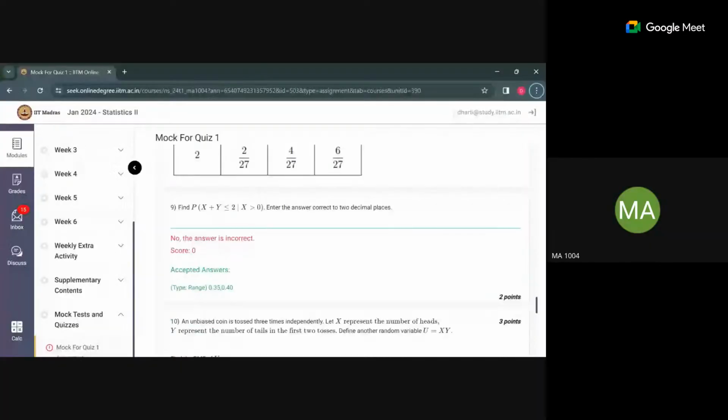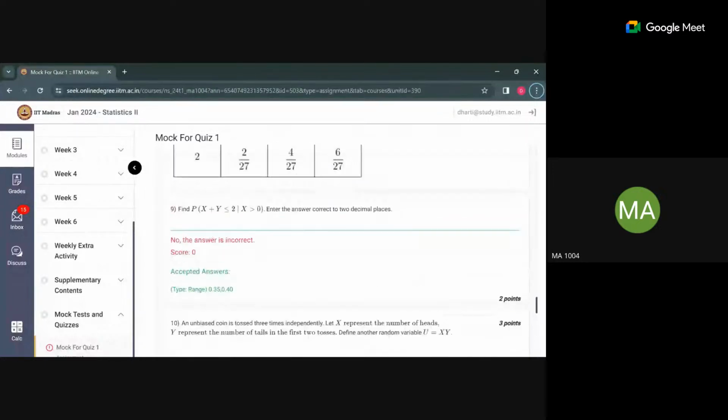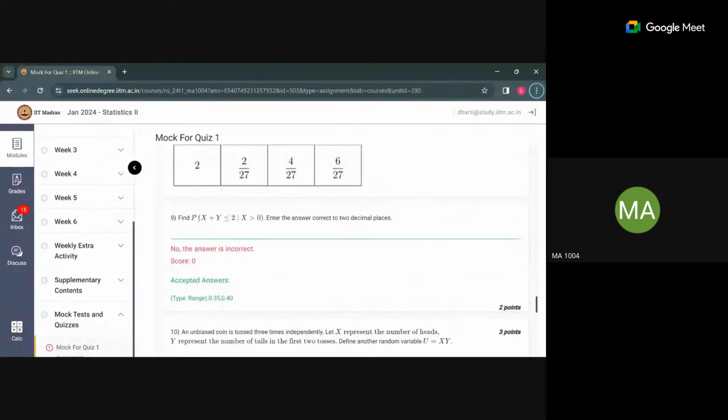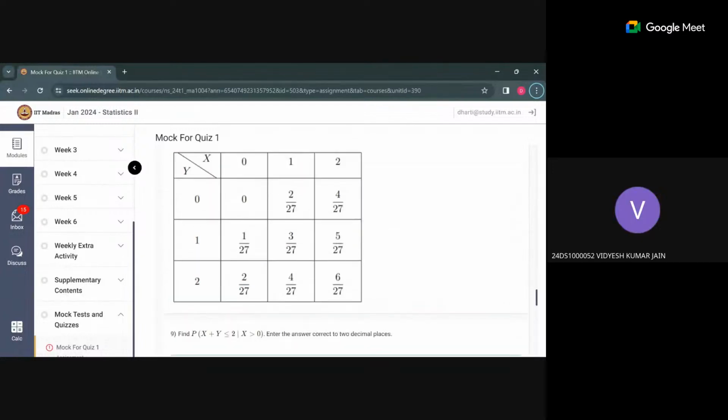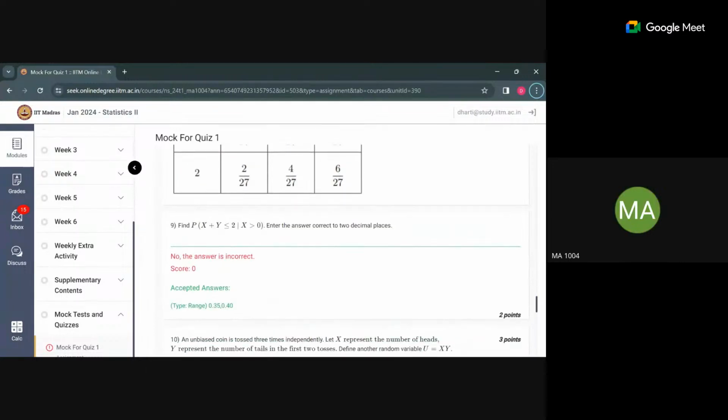Okay. Moving to the next one. How does 2 by 0 come? Sorry? In the table which you showed, in the table which you were calculating, sorry. No, in the solution. Okay, we will go to that question.